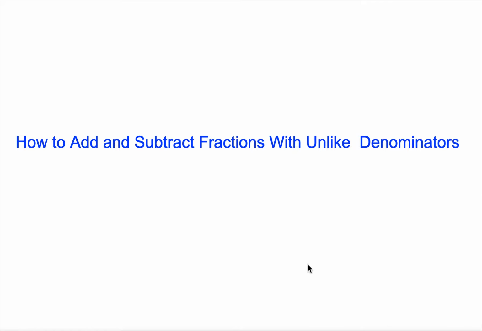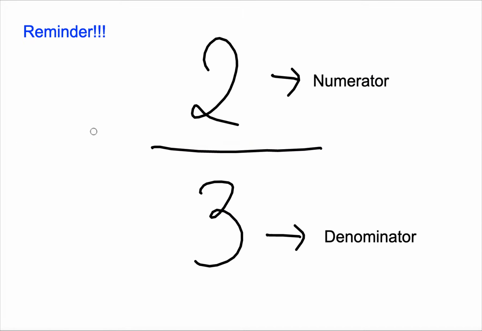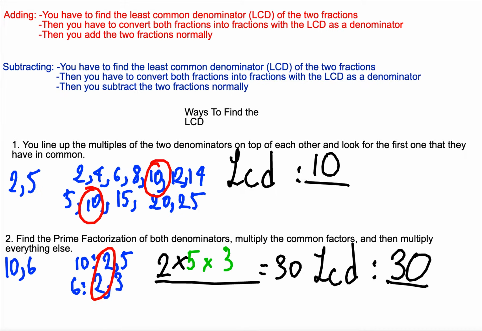Before we get started in the adding, we have to have some review. So here is a reminder. Our numerator is the number on top of the fraction, and the denominator is the number on the bottom of the fraction. The denominator tells us how many parts the whole has been divided into, while the numerator tells us how many parts of that whole we are talking about. Now that we've got that review out of the way, let's get into the adding.